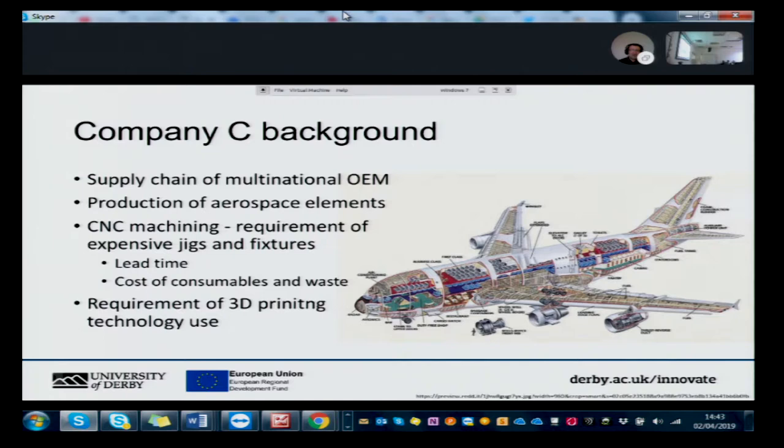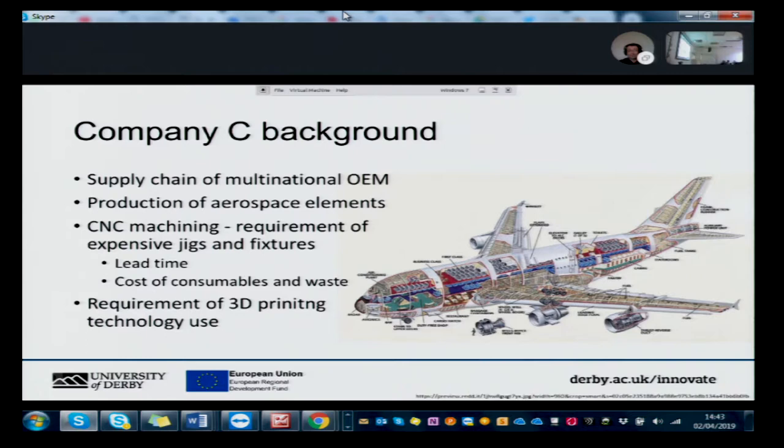Obviously, this machining requires production of expensive jigs and fixtures to hold the elements in an appropriate way, which demands lead time. It costs lots of consumables and produces lots of waste to produce the jigs and fixtures. The company requested us again if we could help them with 3D printing technology to do these jigs and fixtures.